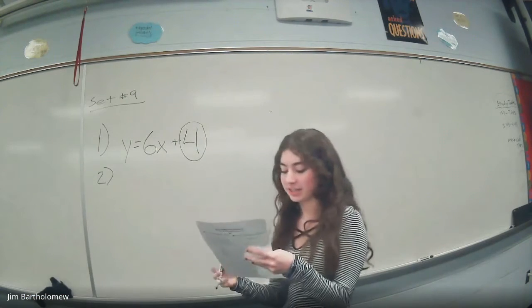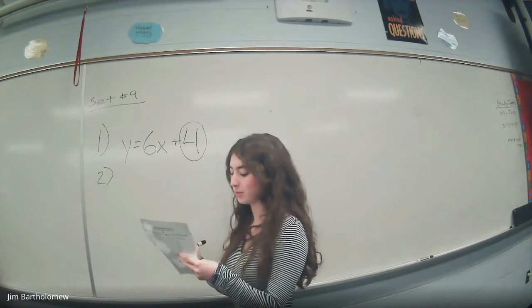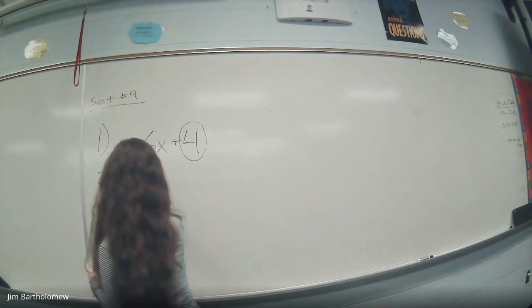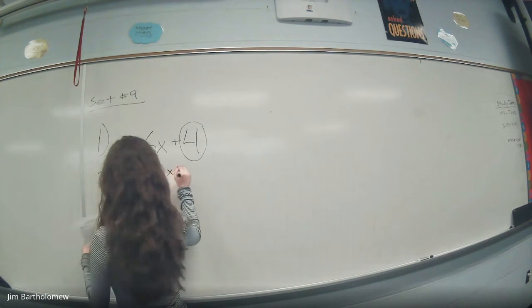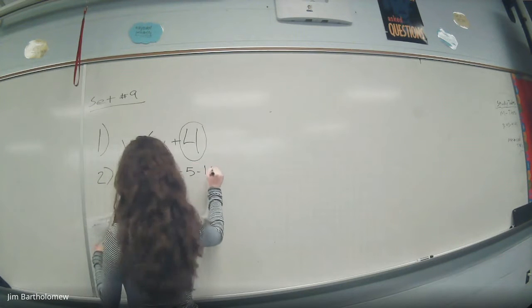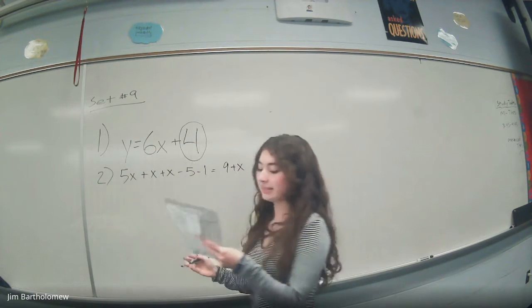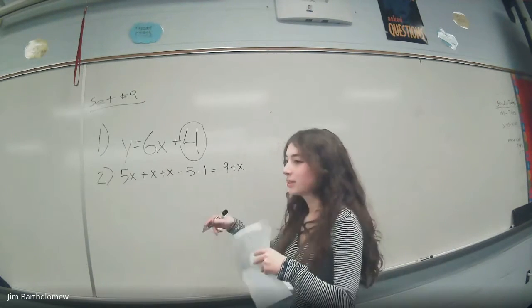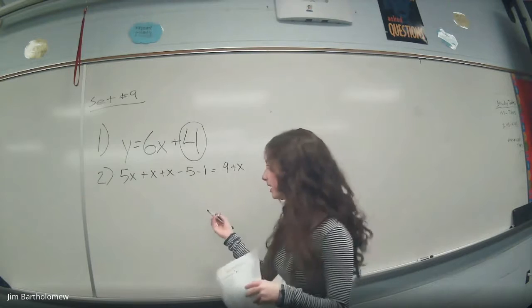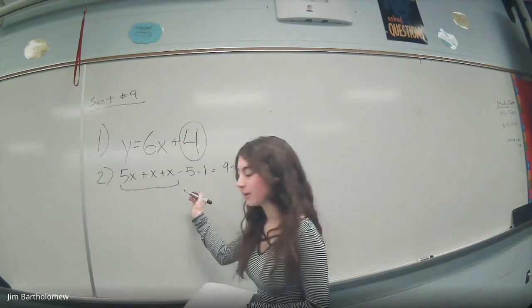So we have an equation. It's 5x plus x minus 5 minus 1 equals 9 plus x. And I'm going to write that down. And it says, in the equation above, what is the value of x? So basically what we're going to have to do is combine like terms. And I would start with the x's because they all have the same variable.